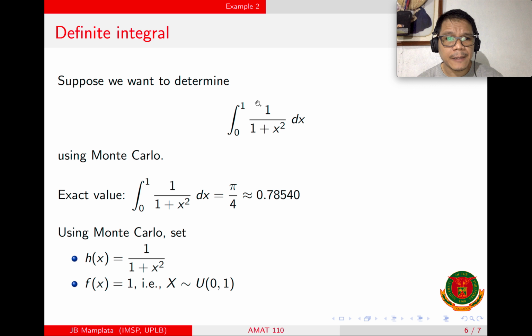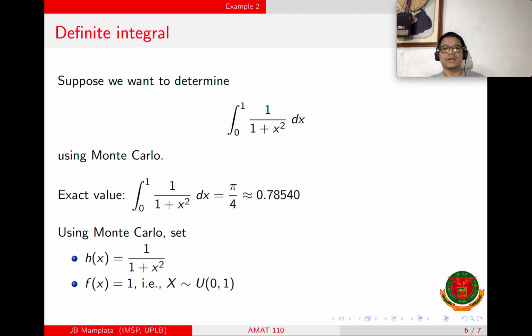So importante na alam mo yung bounds of the integral. Okay? Para mas madali mong makuha yung corresponding probability density function. And we know that if the PDF is just equal to 1, then our corresponding random variable is uniformly distributed over the interval 0 to 1.